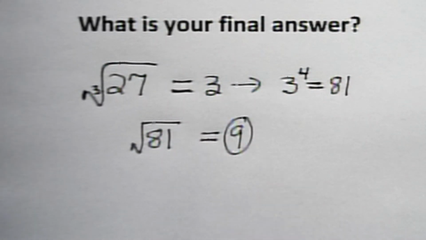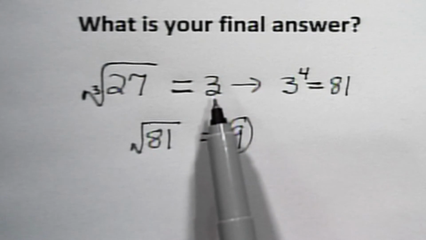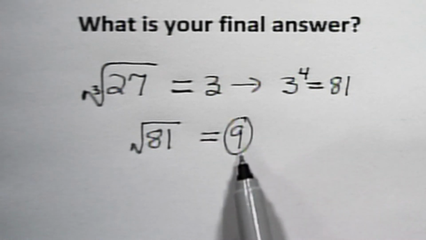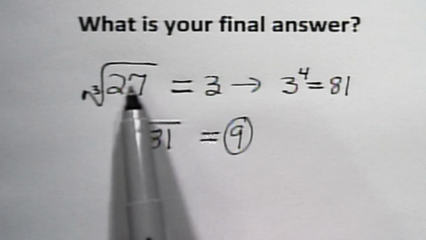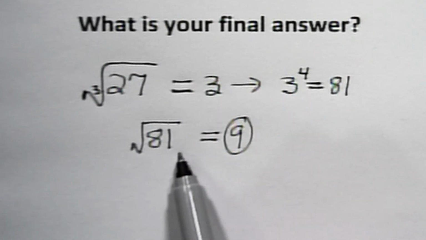There we go. So we start with 27, ran down to 3, bumped up to 81, and come back to 9. Cube root, 4th power, square root, the final answer.